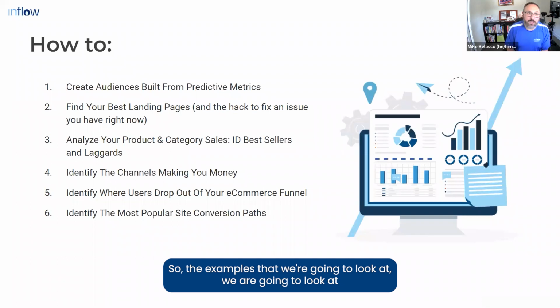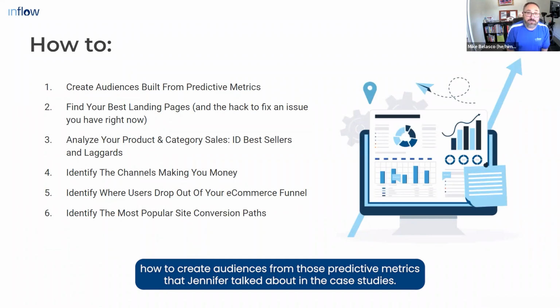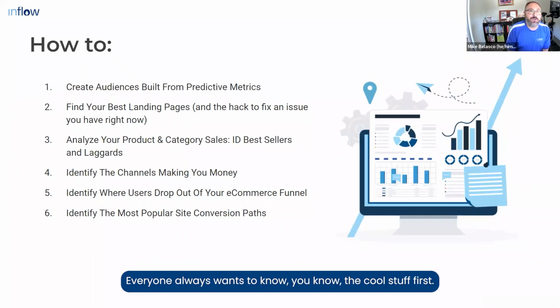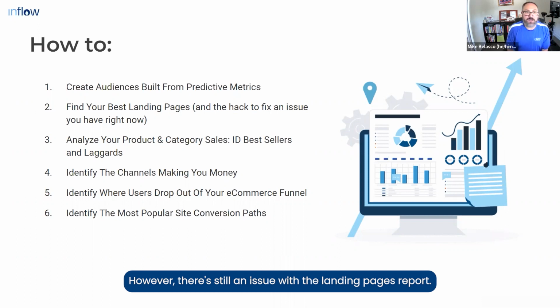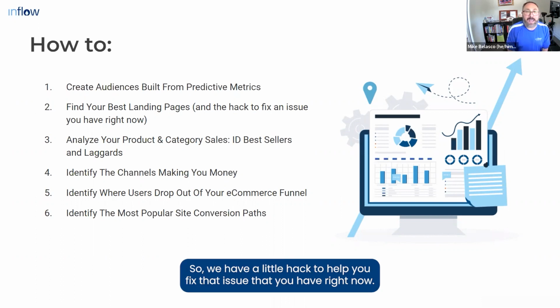So the examples that we're going to look at, we are going to look at how to create audiences from those predictive metrics that Jennifer talked about in the case studies. Everyone always wants to know the cool stuff first. So we'll go over that and see how to use some of those methods. We'll look at how to find your best landing pages. They're not too hard to find these days. However, there's still an issue with the landing pages report. So we have a little hack to help you fix that issue that you have right now.